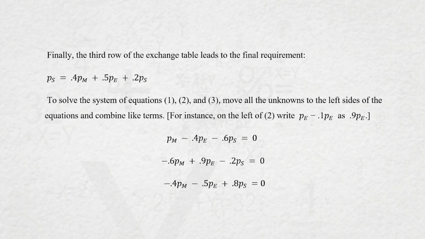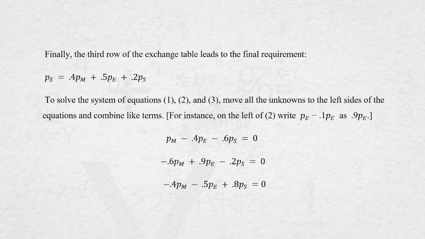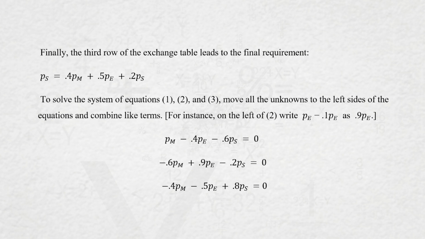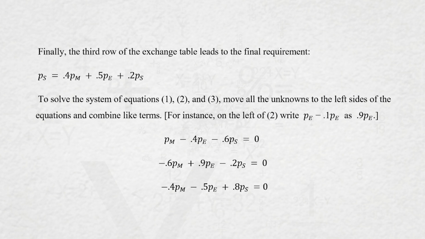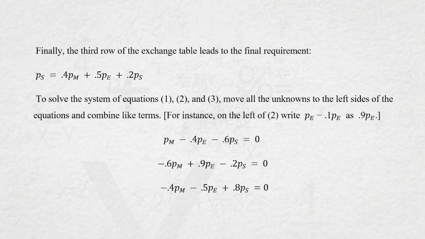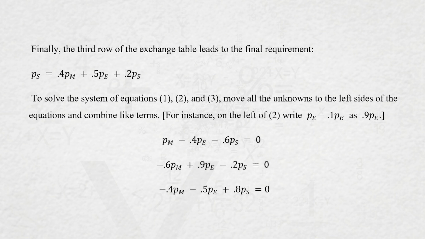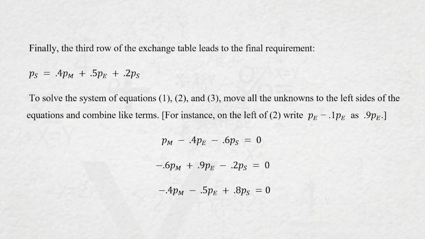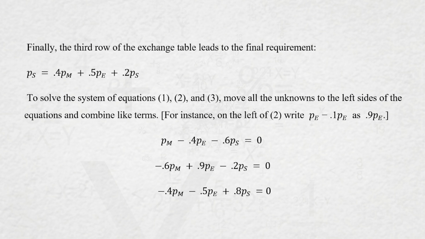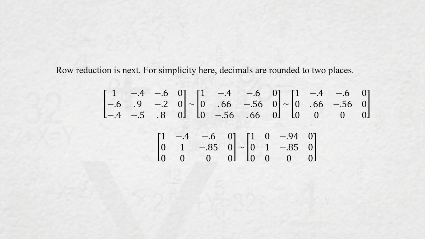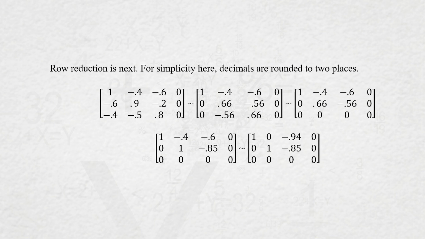To solve the system of equations that we have listed as 1, 2 and 3, move all the unknowns to the left sides of the equations and combine the like terms. For instance, on the left of equation 2, write PE minus 0.1 PE as 0.9 PE. Therefore, we get the system of equations that is displayed on the screen now. Row reduction is our next step. For simplicity here, decimals are rounded to 2 places.